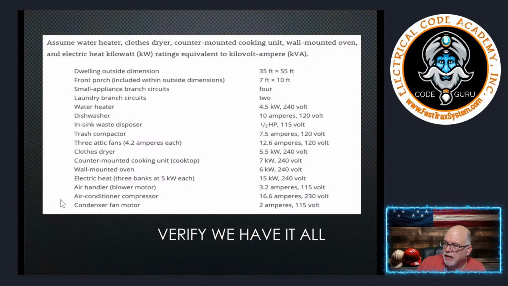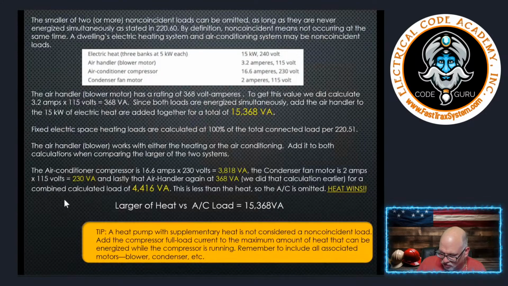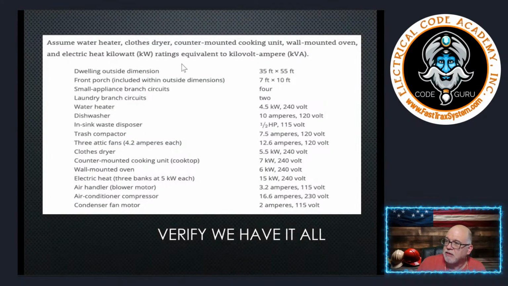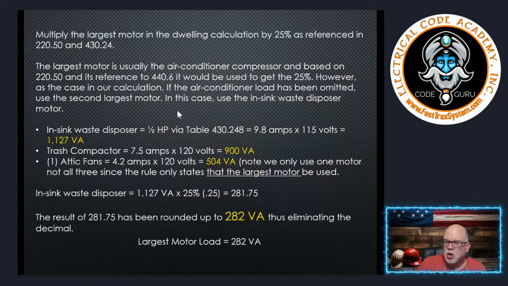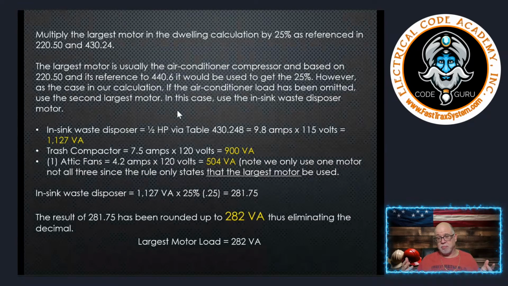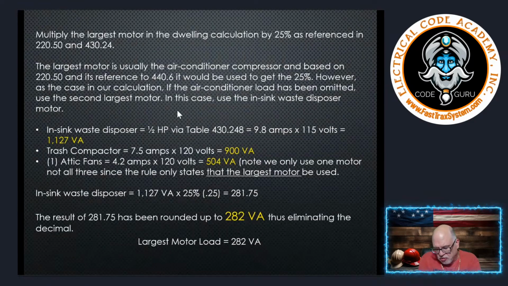All right, so in our case, we took it. So we pretty much have all of our values. We've got everything that we see here. But we're not done yet. This is the one that confuses a lot of people. We have one more step. We have to find the largest motor. Now, this is interesting because so many people get confused by this, and they go, Paul, where does it say in the code to take the largest motor at 125%?